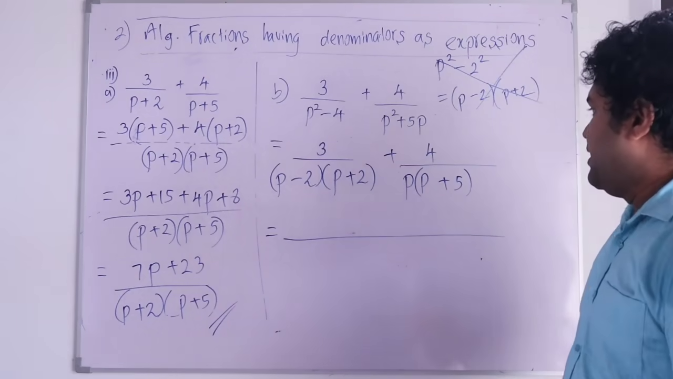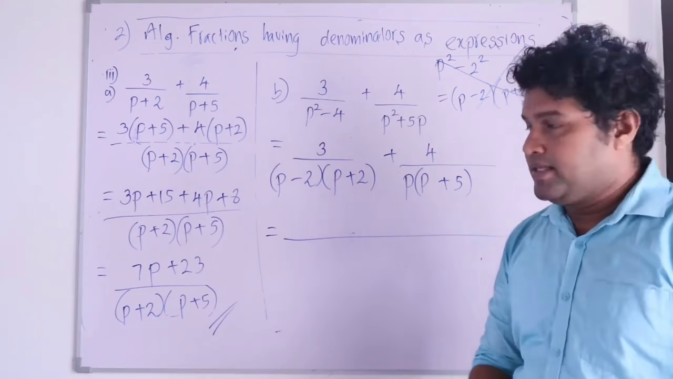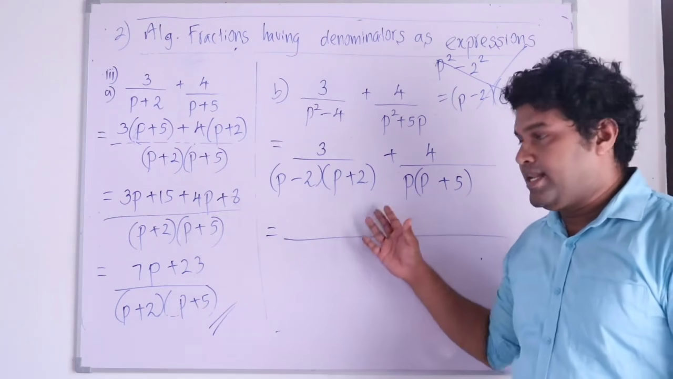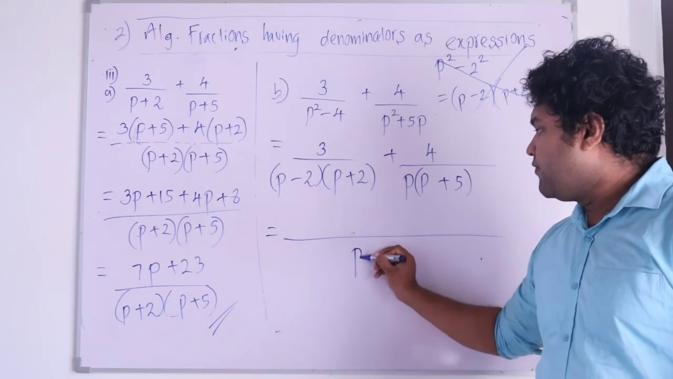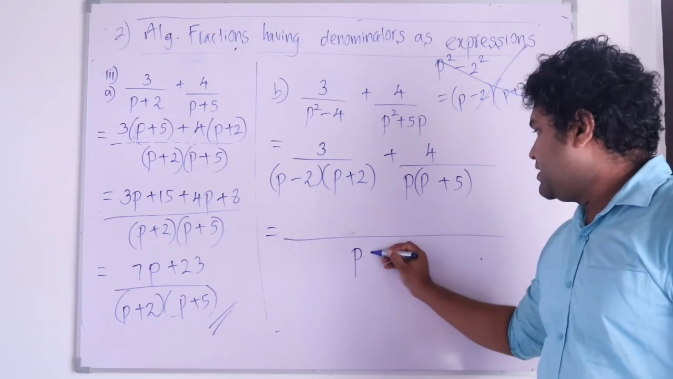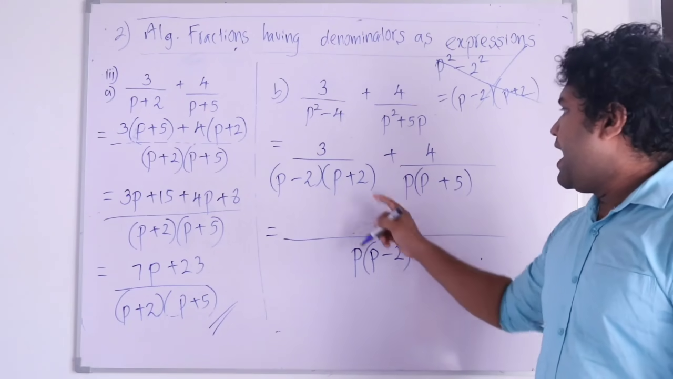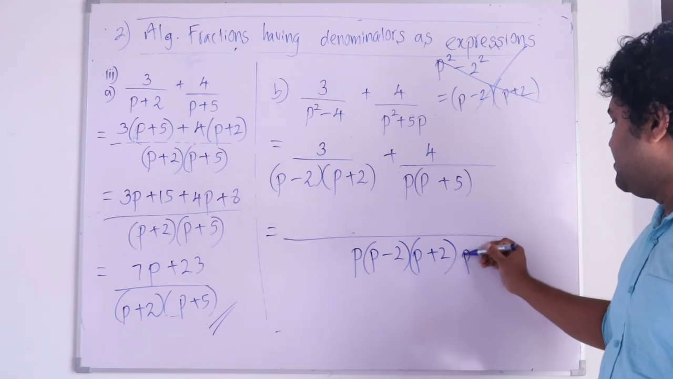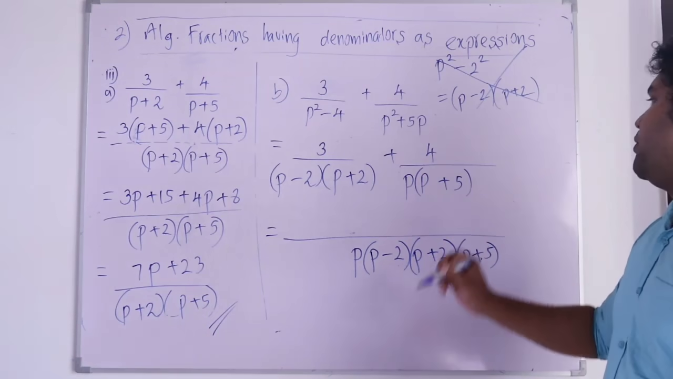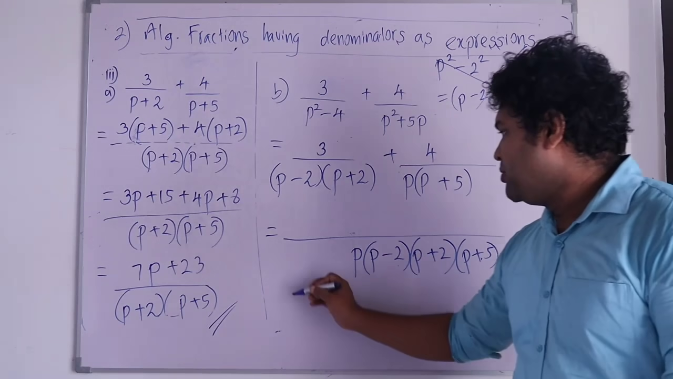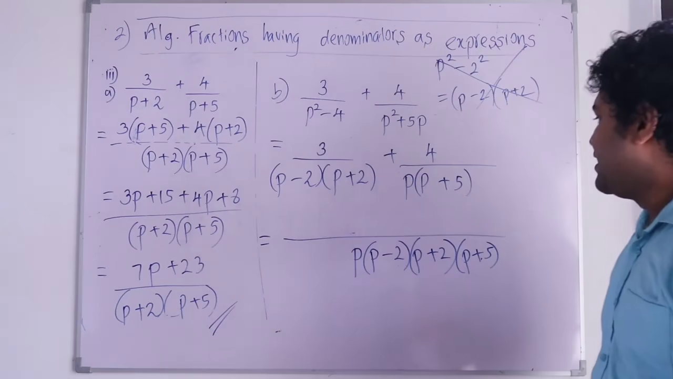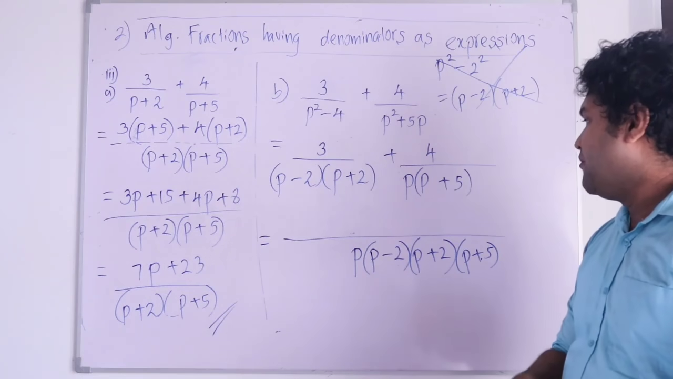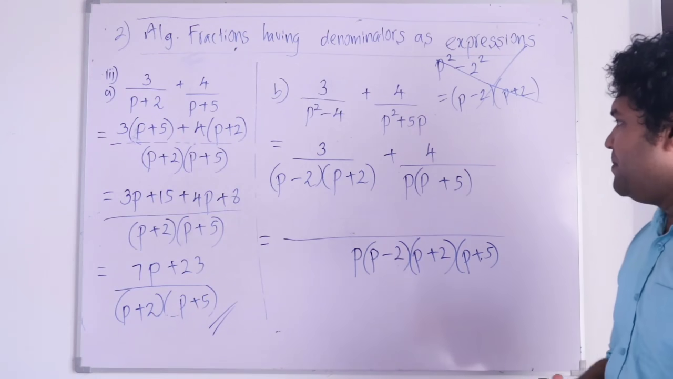Common denominator, then all the factors with their highest powers. What are the different factors that we can see? P is a factor, and p minus 2 is another factor, and p plus 2 is a factor, and there's another different factor, p plus 5. Right? We have to do more, no? Right. Looking at the denominators, then you have to carefully simplify. Okay, right?